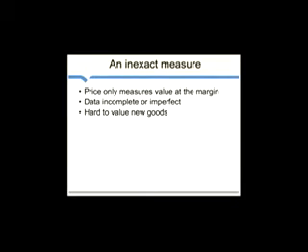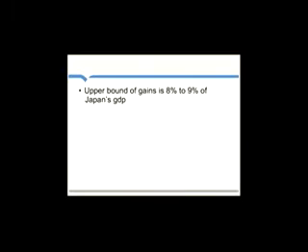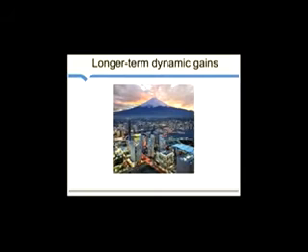And what is found in the study is this, that there is an upper bound which we can measure on the gains from trade, and that upper bound at the time was about 8 to 9% of Japan's GDP. Perhaps most importantly, there is a longer-term dynamic gain from having this trade. That is, over time, it enabled Japan to develop and become a modern country, as for instance is shown here.